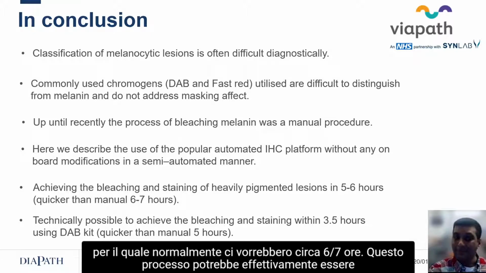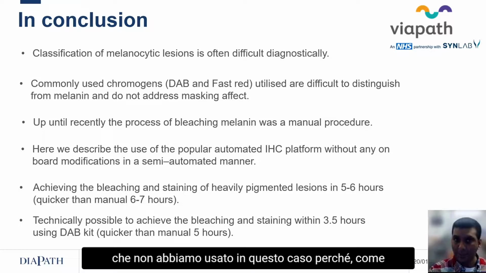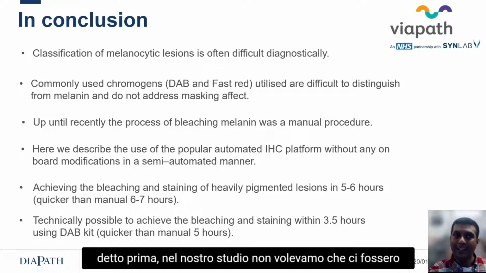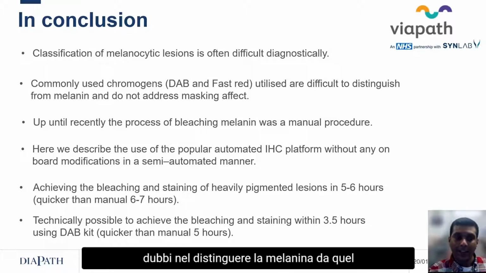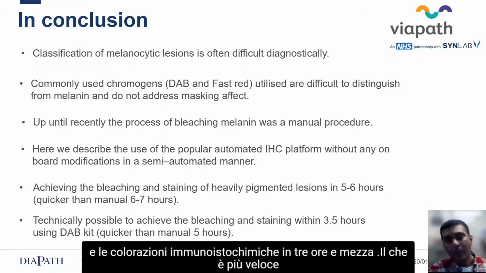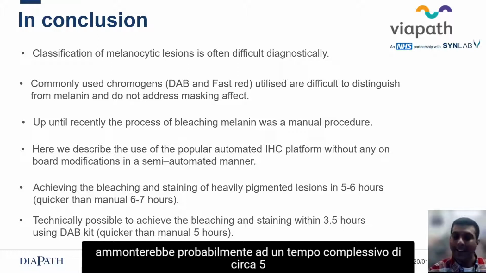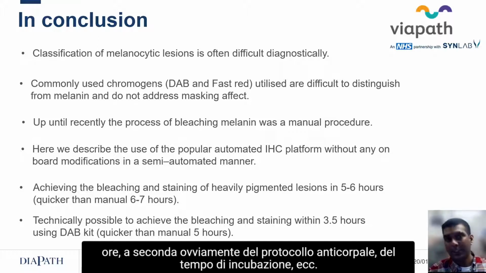This time could actually be made even quicker if we were to use the DAB kit, which we didn't use in this instance because, as I mentioned earlier, we didn't want there to be any sort of doubt in interpreting the melanin from the actual chromogen. But you would probably be able to achieve bleaching and staining within 3.5 hours, which is quicker than if you were to do the bleaching manually, which all in total would probably add up to about 5 hours, depending obviously on the antibody protocol, incubation time, etc.